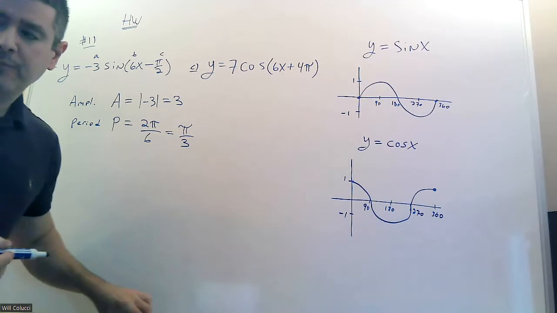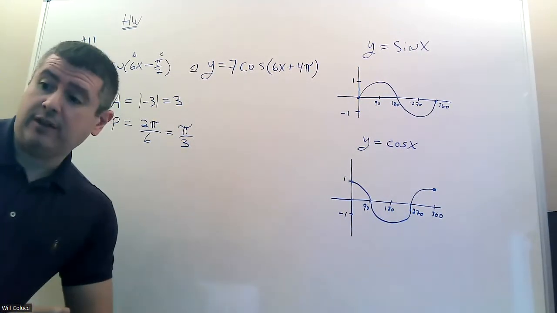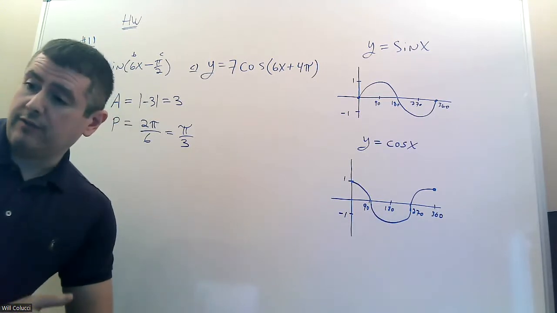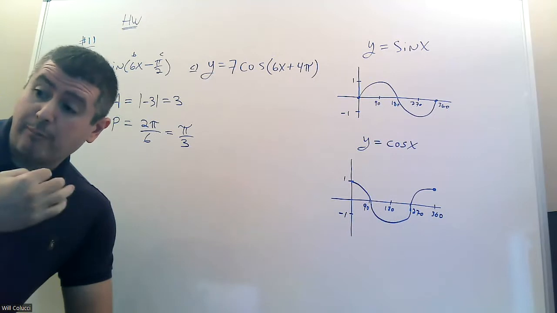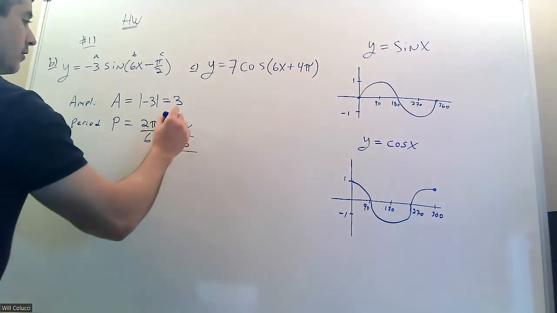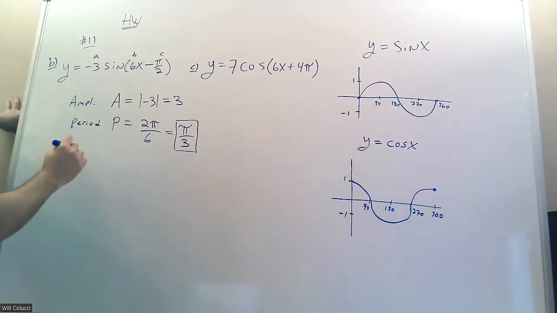Now, you can leave it like that. If you want to write it in degrees, write 60 degrees. This is fine. You're welcome to leave the period and the phase shift in terms of pi. In fact, I leave it like this. I won't write 60 degrees. I'll write pi over 3. I know it's 60. I don't have to write 60 degrees.